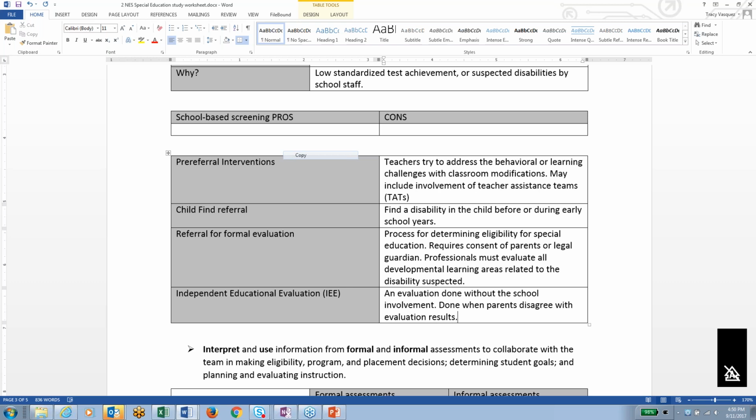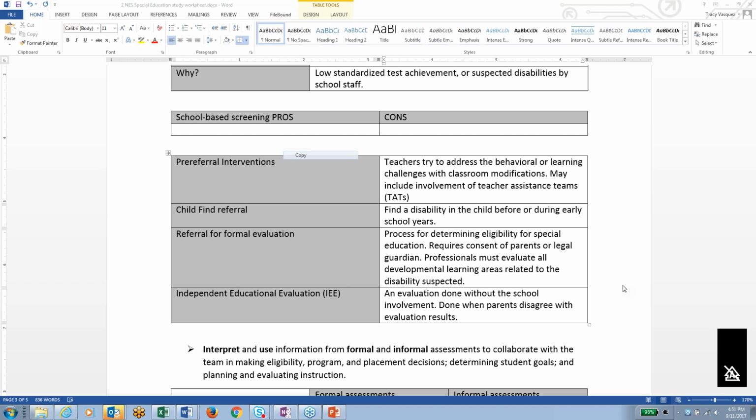Yes. So when the parents disagree with the evaluation results, then the school must arrange for an independent educational evaluation to take place for the parent. And so the parent will gather all of that information independently, but the school has to pay for it. The school system will pay for the independent educational evaluation when the parent disagrees with the evaluation results. Okay. Thank you.